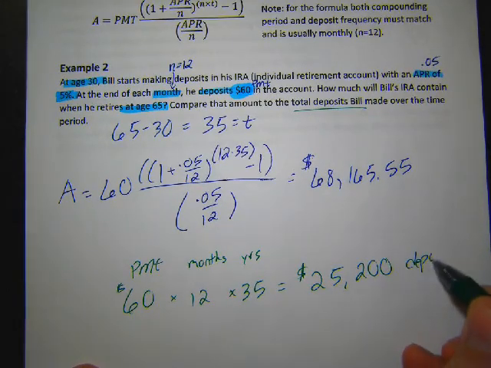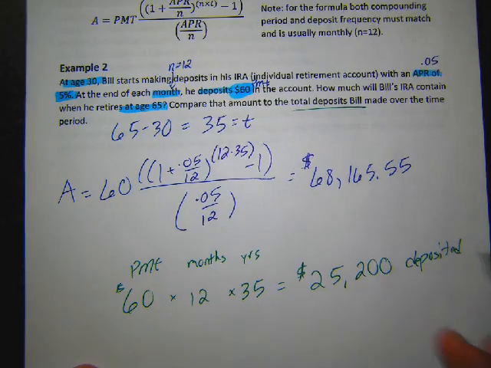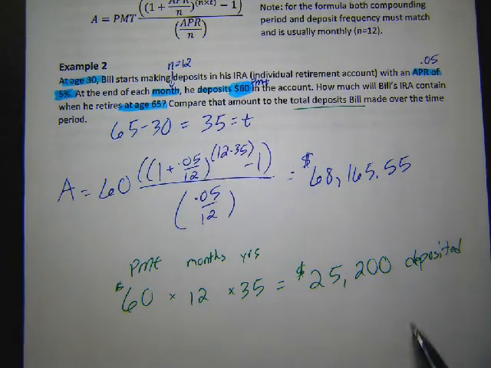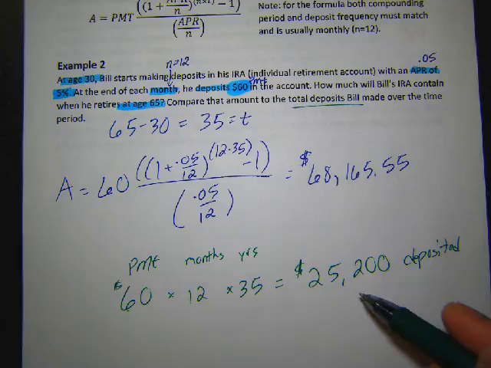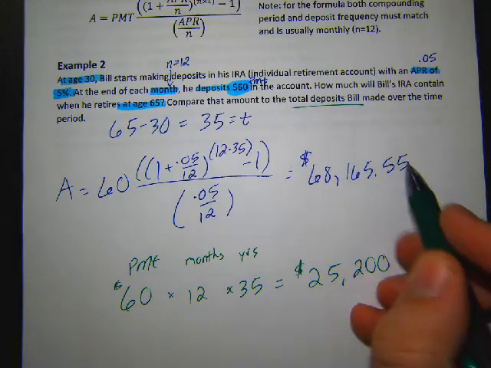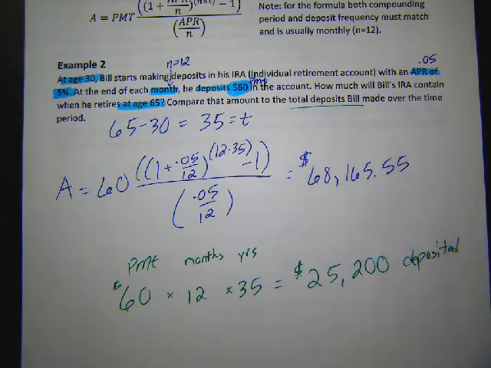The rest of this was all interest. So if he had put this in an account that hadn't earned interest, like a checking account or a savings account with really poor interest, he would have been pretty close to this amount after the end of 35 years. The 68,000 is because he put it somewhere that earns interest.